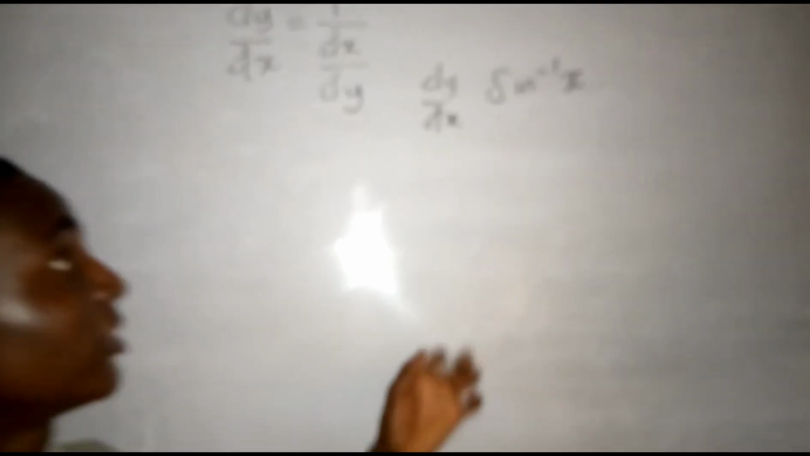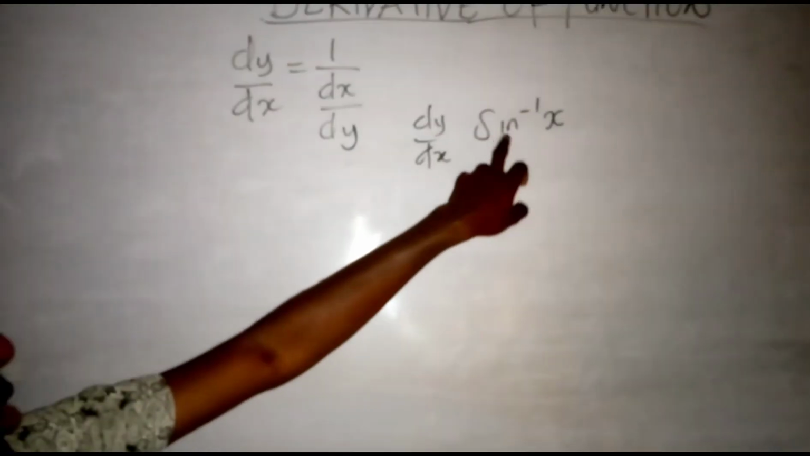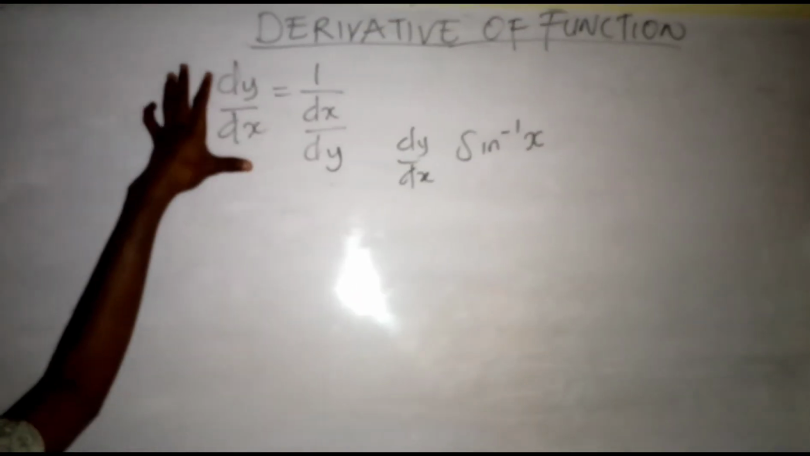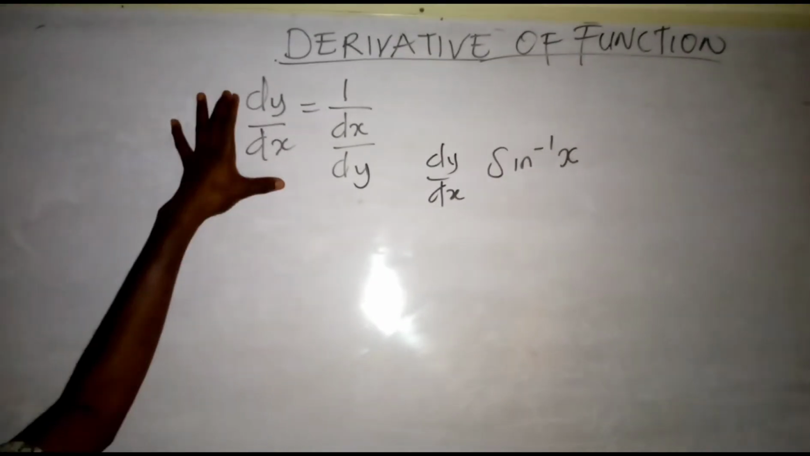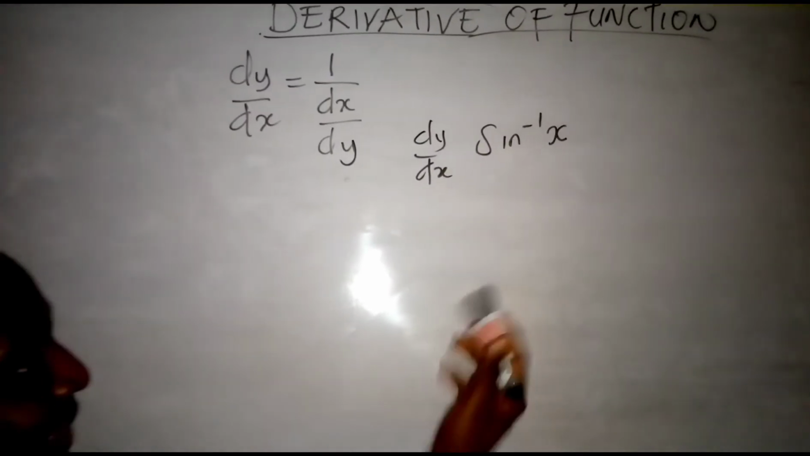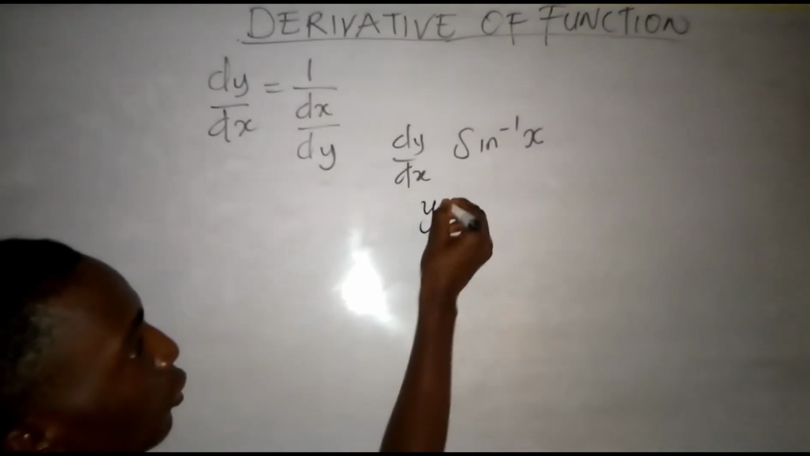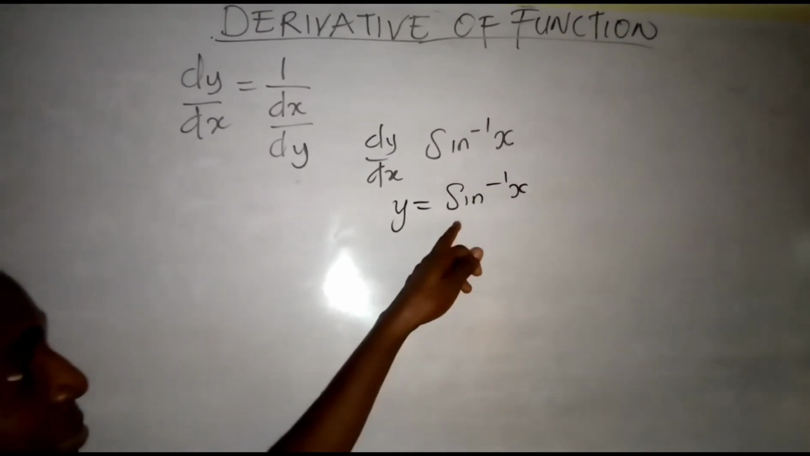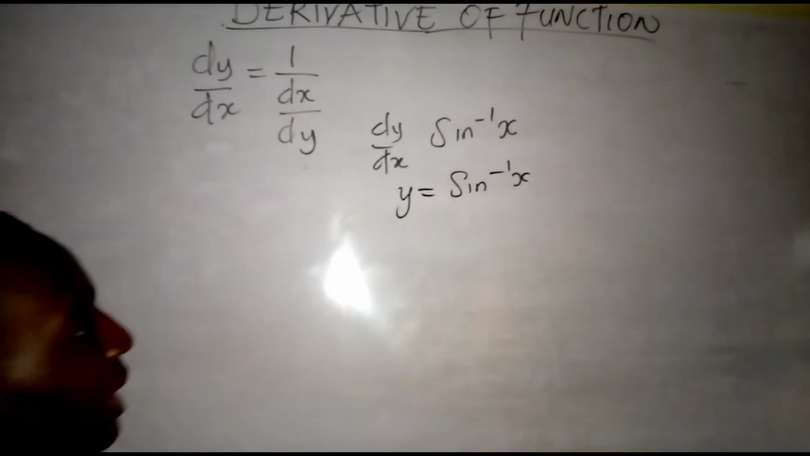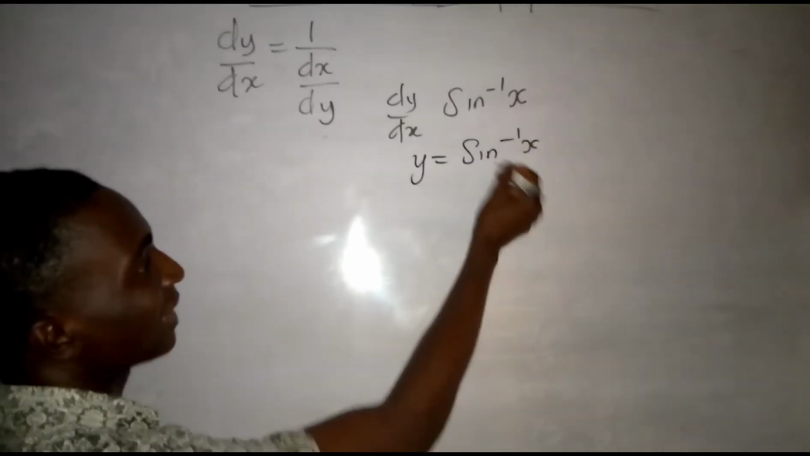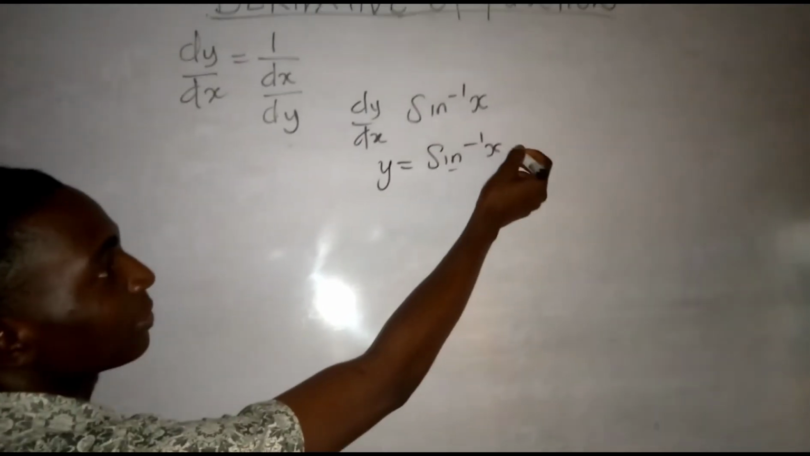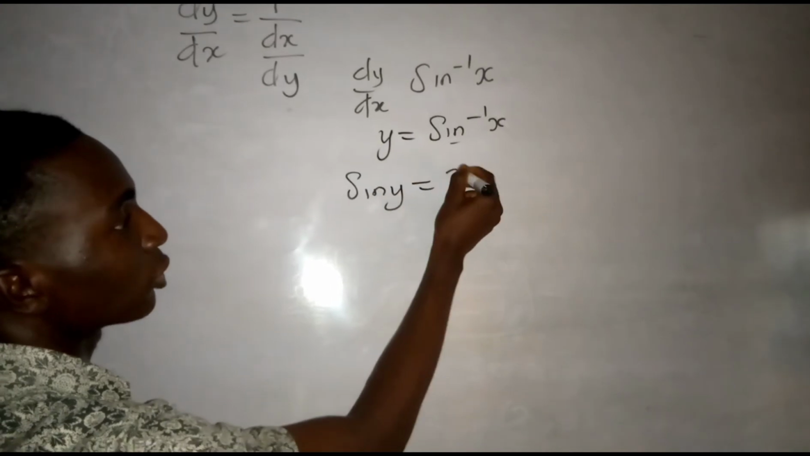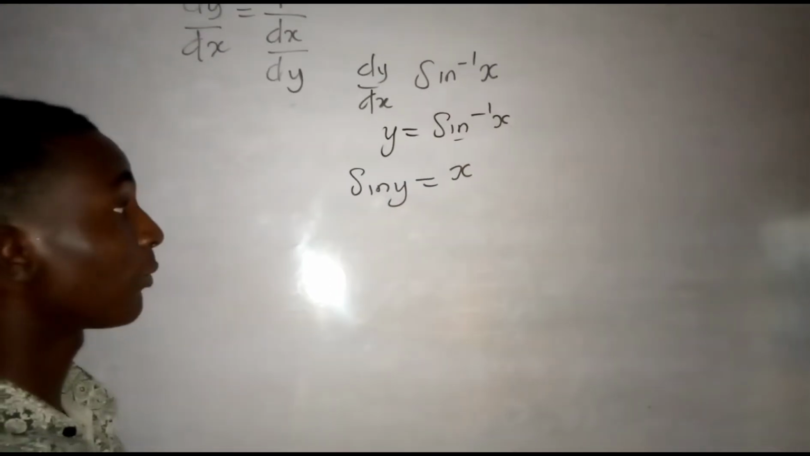For example, we are looking for the derivative of the sine inverse of x, and we are going to use this method to treat that today. Now let's start. Remember, we say y is equal to what? Sine inverse of x. Our aim here is to make x the subject of the formula. So sine y is equal to x, making x the subject of the formula.